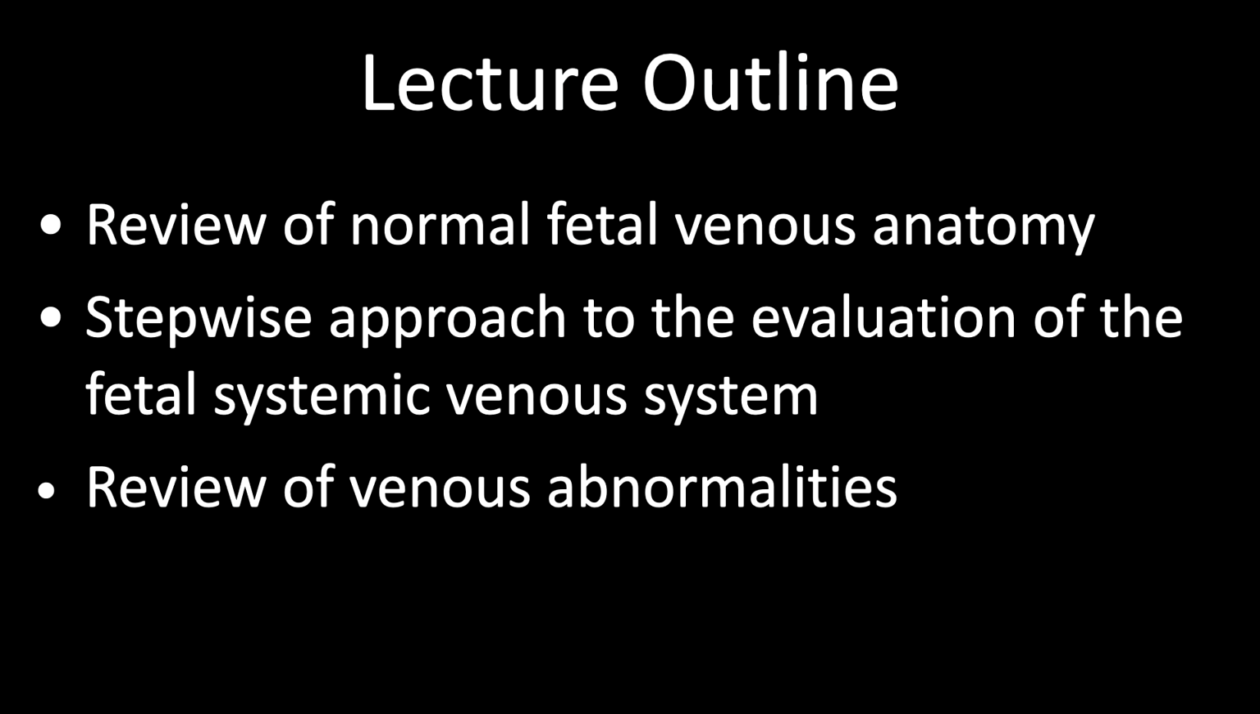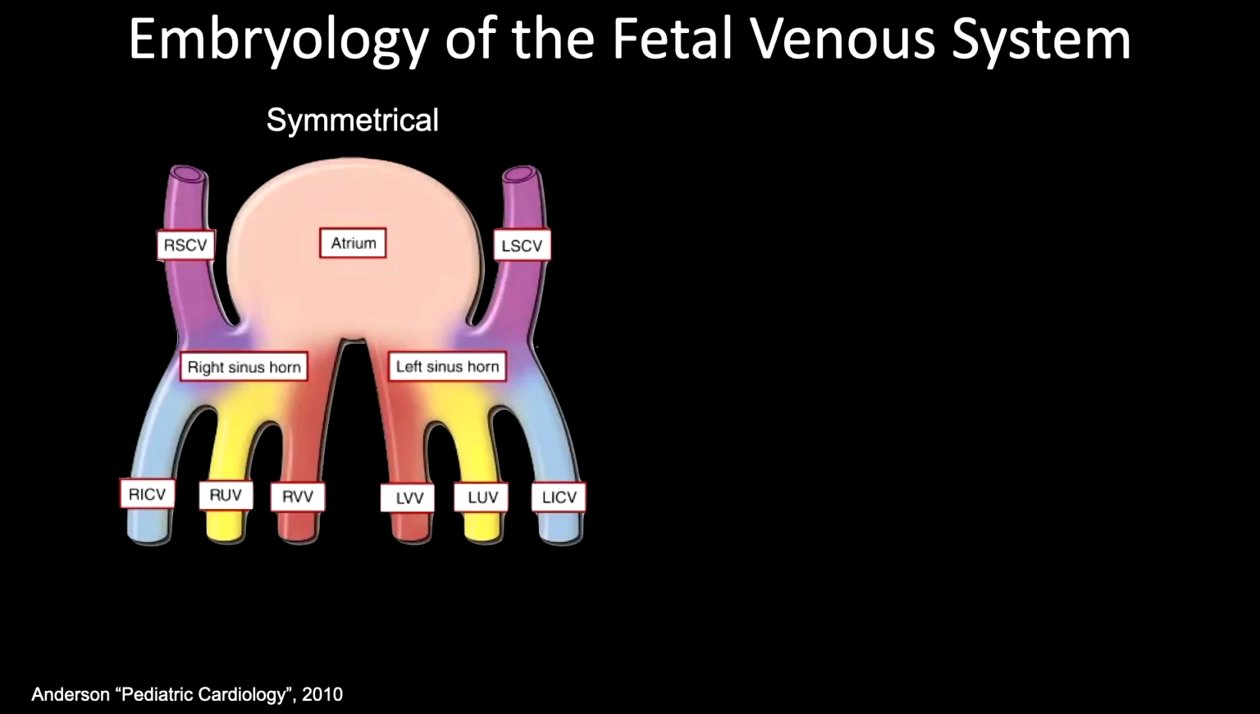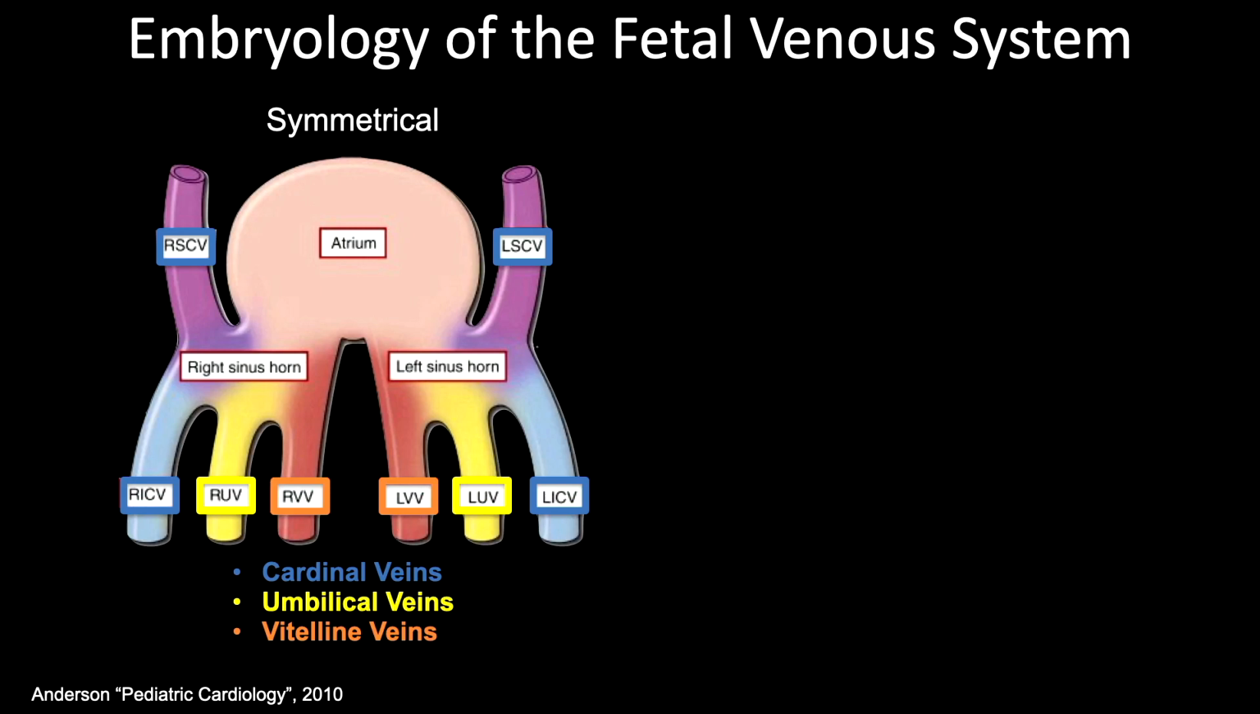abnormalities. So, some embryology, we all started, well, maybe most of us, with a symmetrical system. So you have two cardinal veins, four actually, right superior, left superior, right inferior, left inferior cardinal veins. We have two umbilical veins, a right and left umbilical vein. We have two vitelline veins, a right and left vitelline vein, and we have the four pulmonary veins that are not shown on this schematic drawing here.